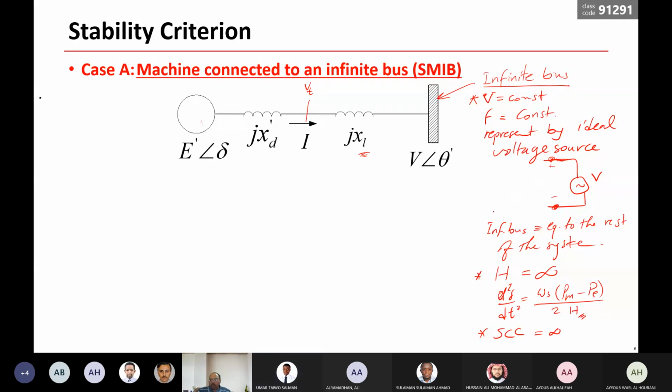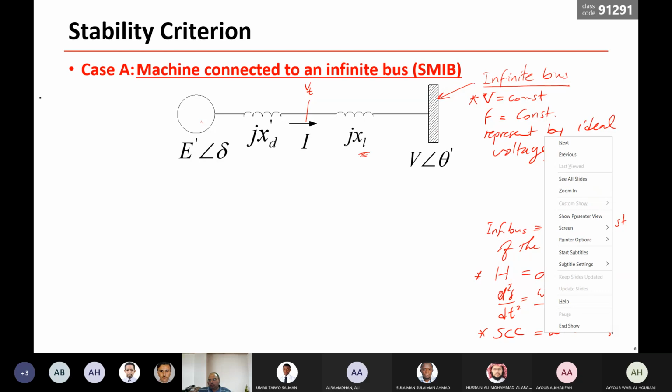Doctor, what do you say now? Sorry? What you said last? I didn't get it. Short circuit capacity. Okay, you mean short circuit? Short circuit capacity equals V times I fault, I short circuit.